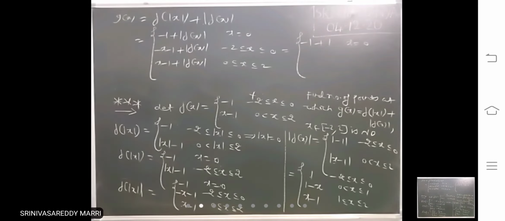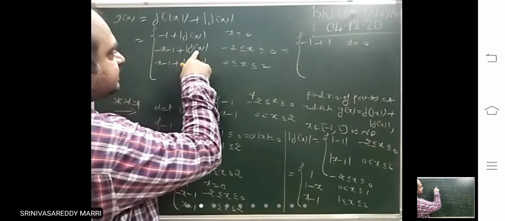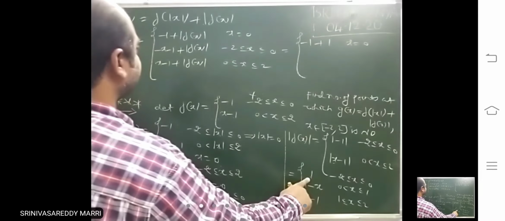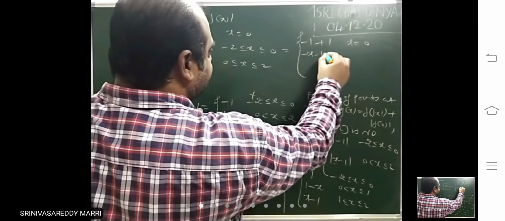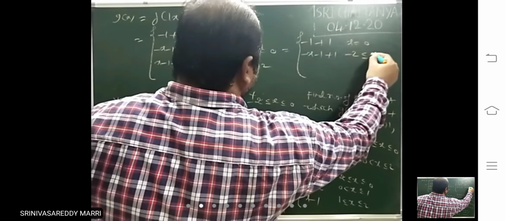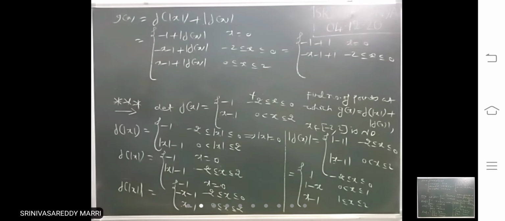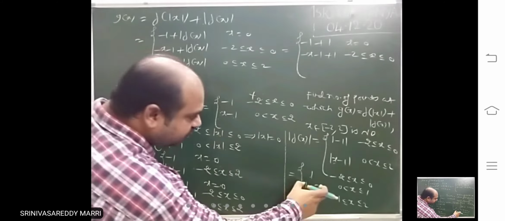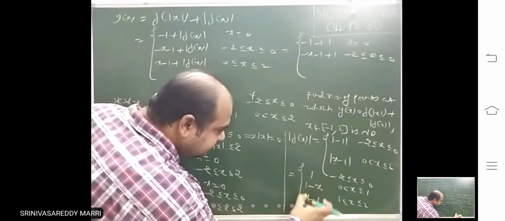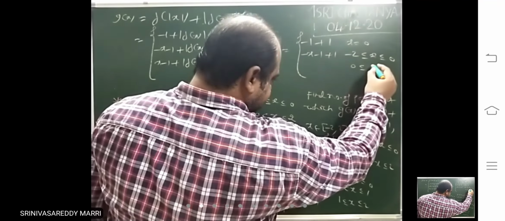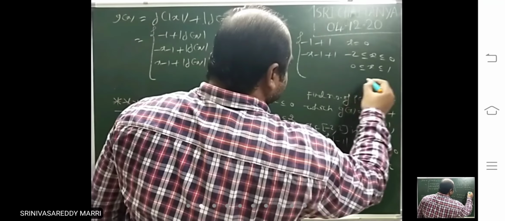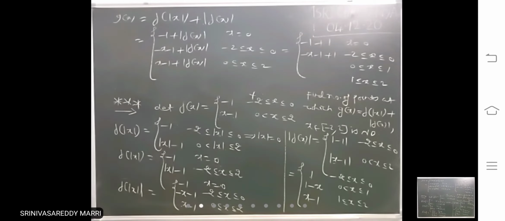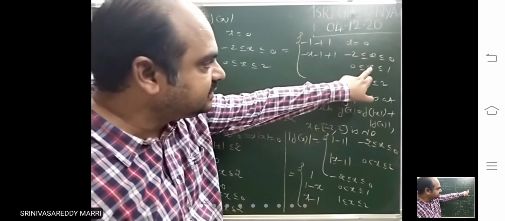Minus 2 to 0. Modulus f of x definition is what? Minus 2 to 0, its definition is 1. That means minus x minus 1 plus 1 for minus 2 to 0. Just write that definition. Now 0 to 2. For 0 to 2, modulus f of x means there are two: 0 to 1 this, 1 to 2 this. That's why you split this into two parts, 0 to 1 and 1 to 2.